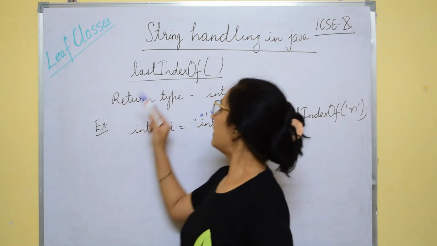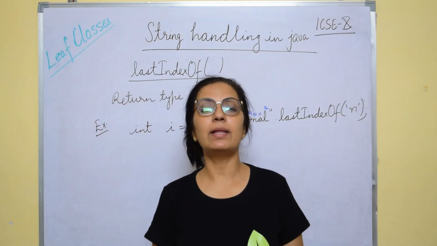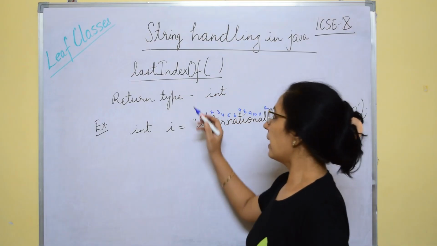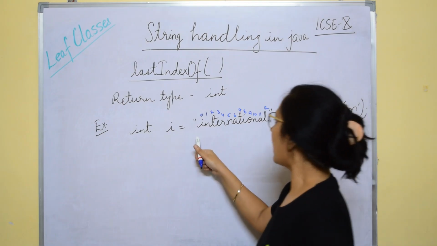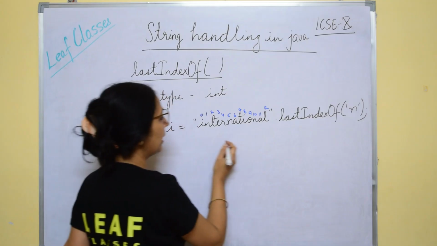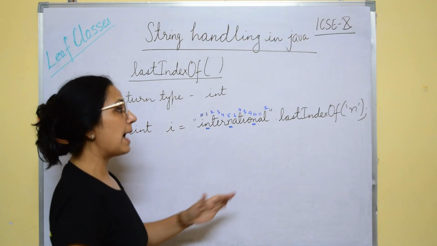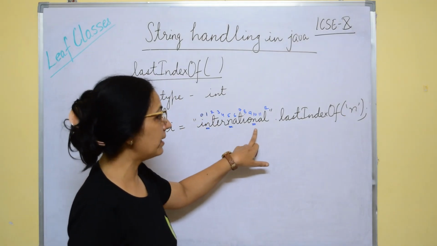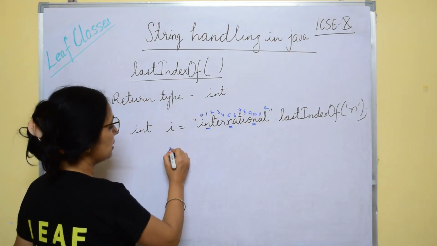The next function is the lastIndexOf function. It gives the index number of the last occurrence of the given character from the specified string. Here also it is returning an index number, so the return type will be int. int i equals, say I have taken the word "international" dot lastIndexOf n. n is occurring at 3 places, so lastIndexOf n means the last occurrence of n in the given string. What index number is that? 10. So the answer of this will be 10.